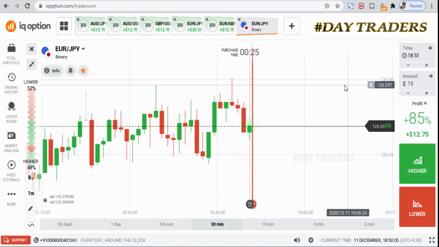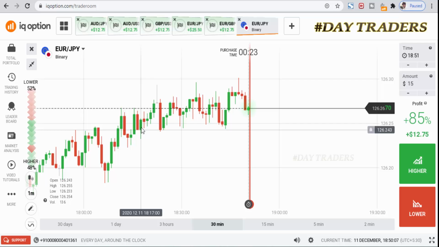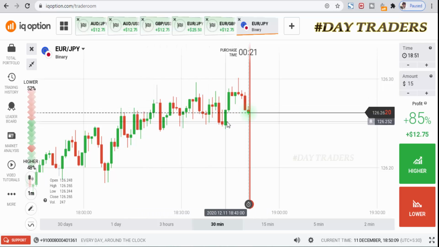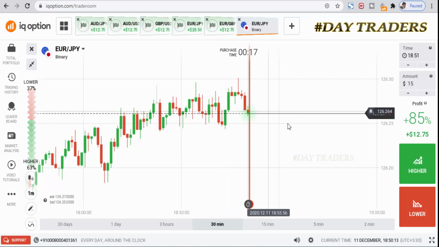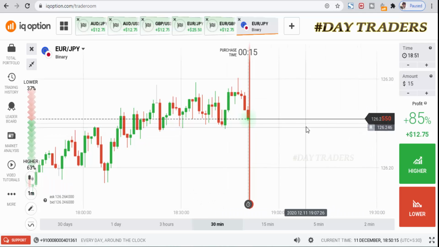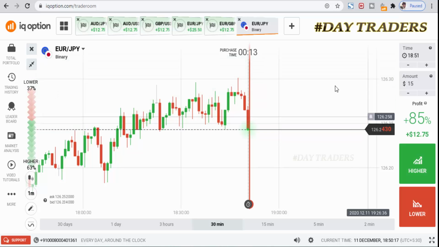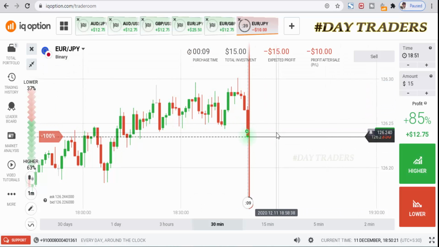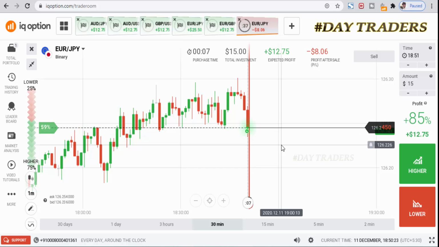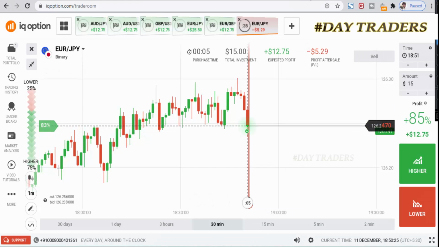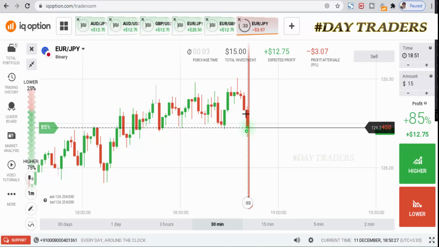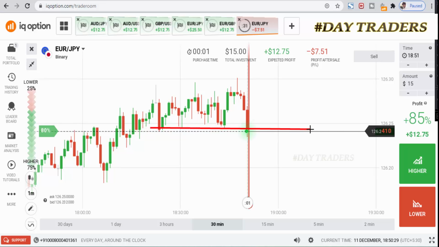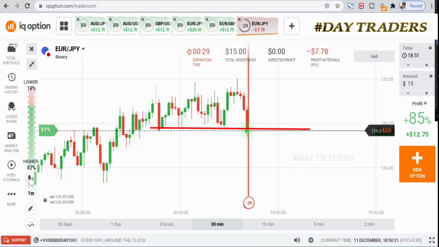I have checked the next pair, and this is a ranging market. Okay, we'll place a higher option. This is a marginal safety trade also. Okay, very strong seller's entry. Why? Because it first entered the buyer's area, so that's the reason I place a higher option.